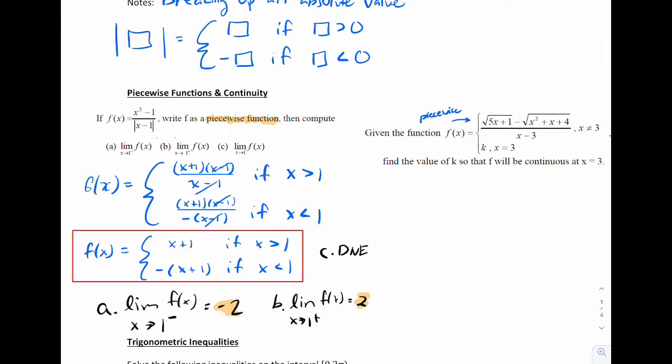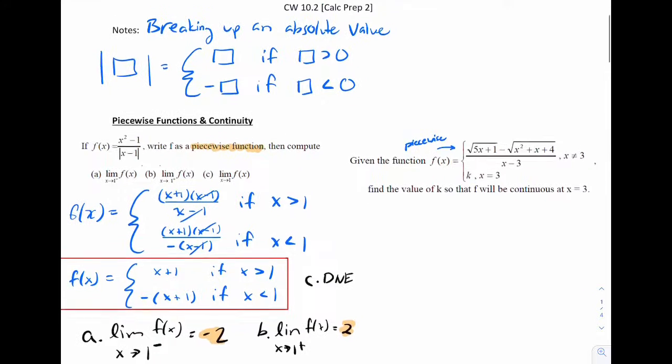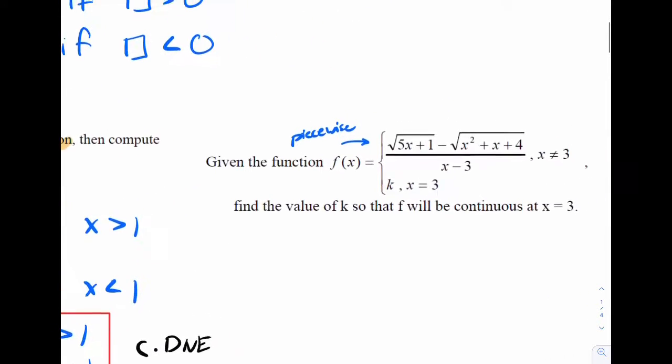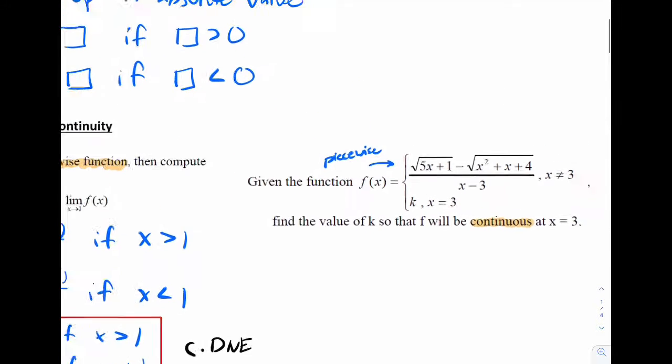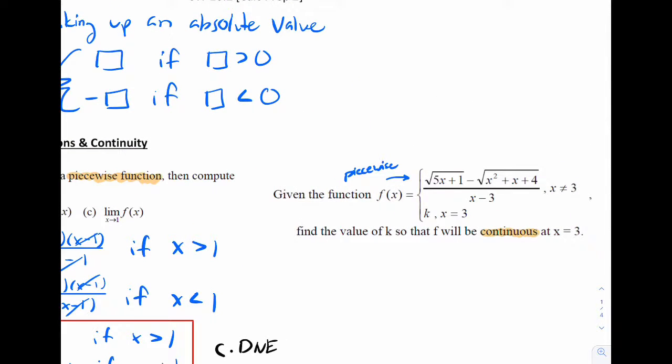First example done. Next example. Given the function, and I already noted that's a piecewise function, find the value of k so that f will be continuous at x equals 3. So how did this word continuous? We talked about it a bit in class. In calculus, you'll get the formal definition. I'll give you the informal definition here.